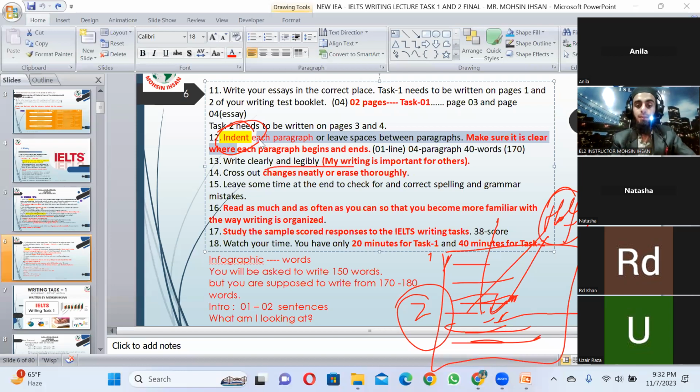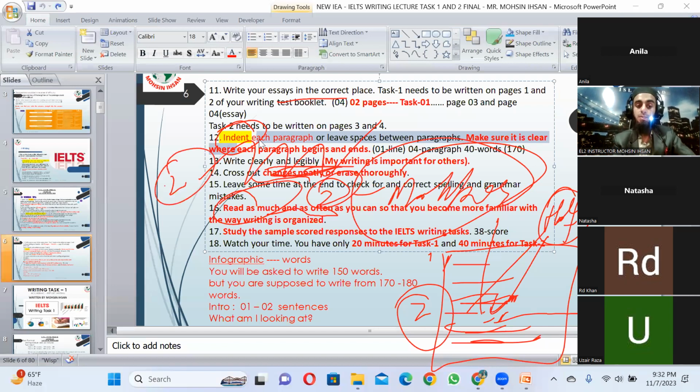Next, cross out changes neatly. If there are any mistakes, cross them out neatly, like this, not like this, right? Okay, read as much as you can. Reading is going to be 2 essays on a daily basis from the Maker book, right? Whatever time you have, like 1 day, 20 days, whatever the time, but you must read 2 essays on a daily basis with 100% concentration and attention.